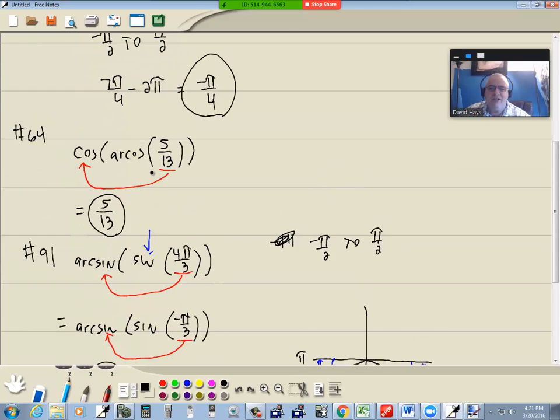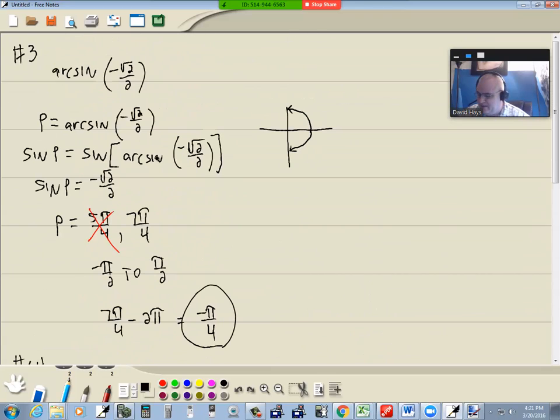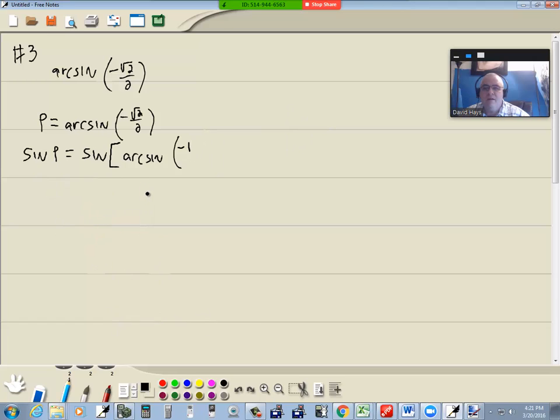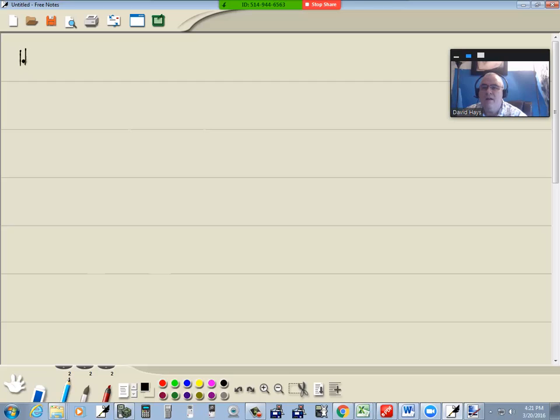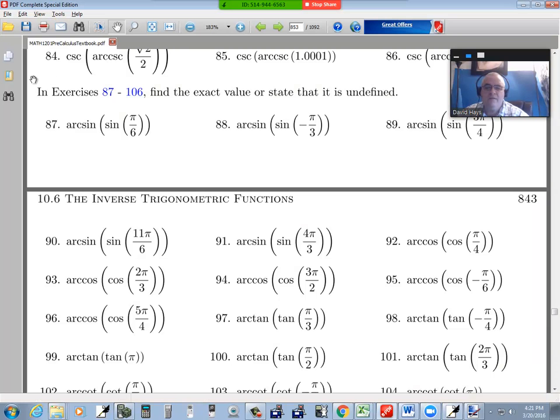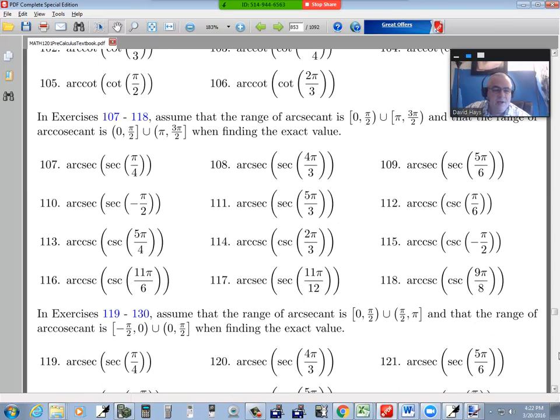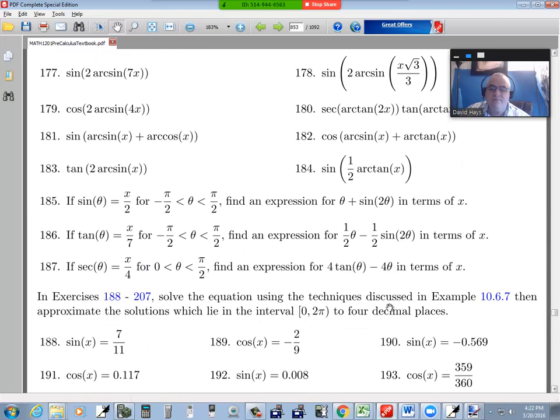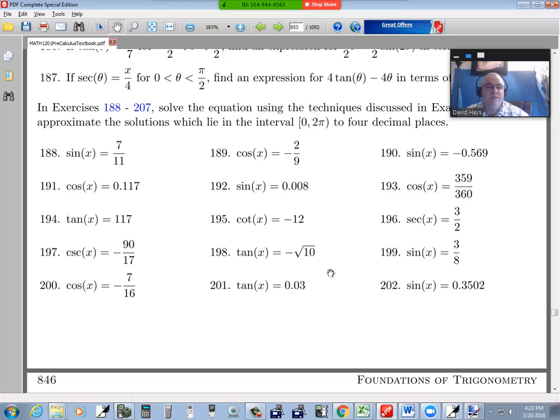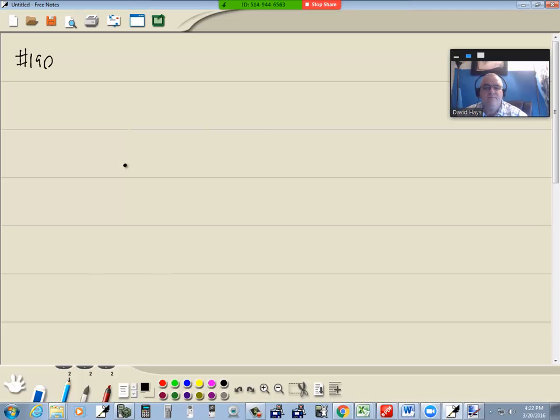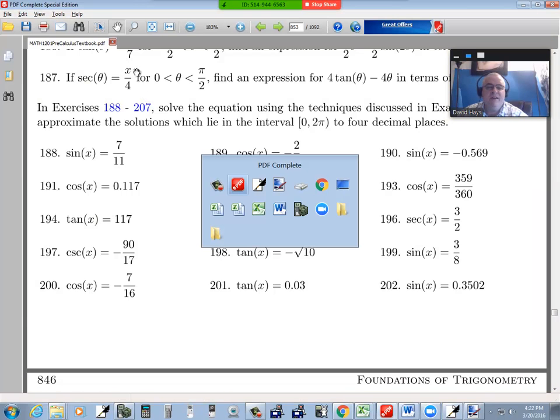Let me clear up that page. What problem was that? That was 91. Okay, 190. We got sine x is equal to -0.569.